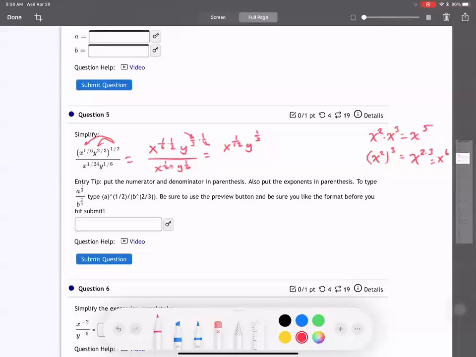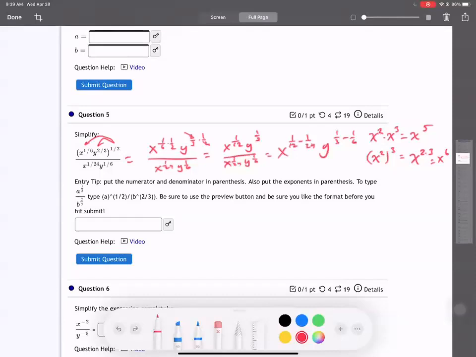Let's take a look at what's on the denominator, still divided by x to the 1 over 24 and y to the 1 over 6. Now, if you remember when we were flipping these around, if you're dividing, you're subtracting. So I'm going to rewrite this as x to the 1 over 12 minus 1 over 24 and y to the 1 over 3 minus 1 over 6. And that's one way of thinking about it. If I'm dividing, I'm subtracting exponents, because if I'm multiplying, I'm adding.